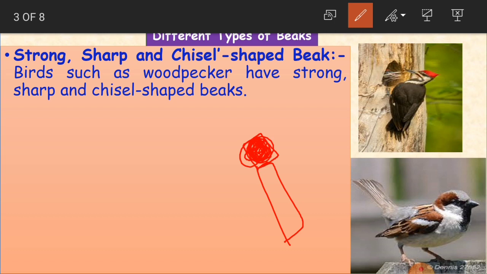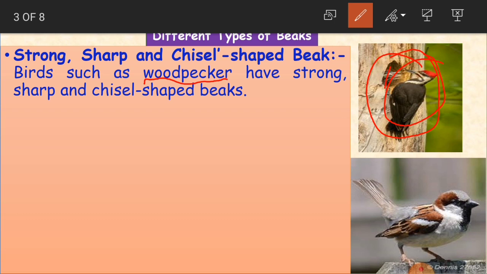Clear, children? Birds such as the woodpecker have a strong, sharp and chisel shaped beak. See here, it is the picture of the woodpecker. So this type of bird has this type of beak, which is very strong, sharp and chisel shaped. Why do we call it woodpecker, children? See here in the picture, it is making a hole in the trunk or in the branch of a tree. In the sense, it is picking the wood. That is why it is called woodpecker.